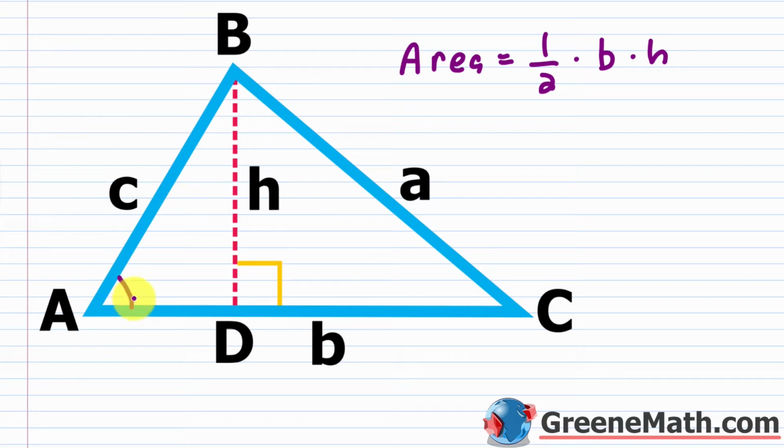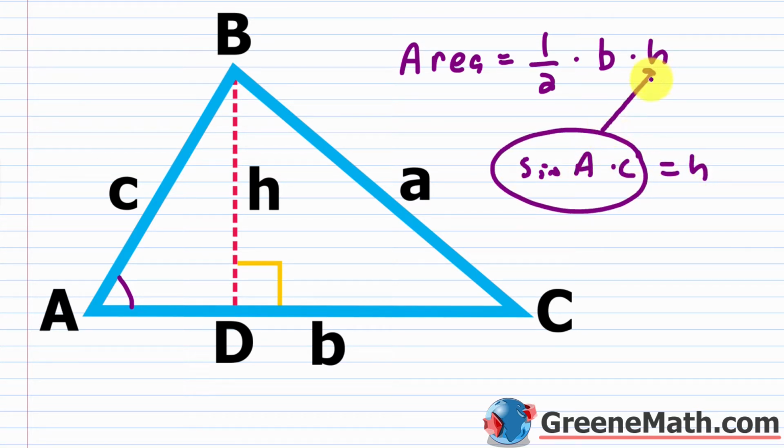Again, if we did sine of A, this is equal to h over c. Now, if I solve this for h, I'm going to get sine of A times c is equal to h. So I'm going to plug this in right here into this formula, okay?